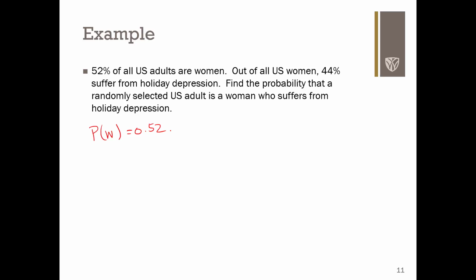So the trick here is understanding whether we're talking about a conditional probability or a joint probability. The first thing that we're given is out of all U.S. women, 44% suffer from holiday depression. So this terminology, out of all U.S. women, is subsetting language. You could say, in other words, given that an individual is a woman, 44% of those individuals suffer from holiday depression. So that particular statement is a conditional probability that says, out of all U.S. women, given that someone is a woman, there's a 44% chance that that individual suffers from holiday depression.